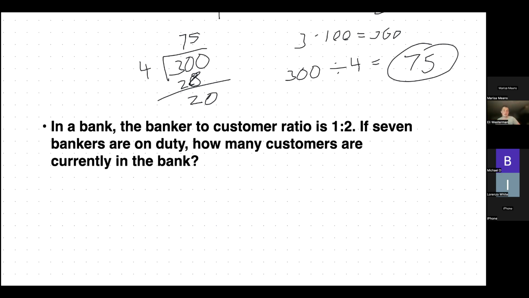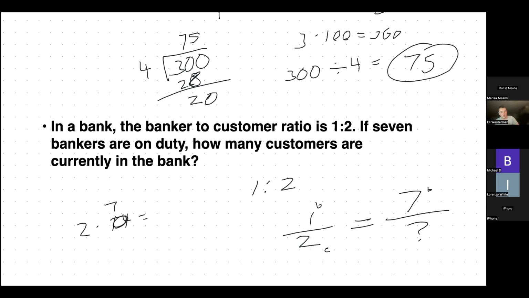In a bank, the banker to customer ratio is 1 to 2. 7 bankers on duty, how many customers are currently in the bank? So we can write this ratio 1 to 2, banker to customer. Then there are 7 bankers, and how many customers? We go 2 times 7. Sorry, 2 times 7 equals 14. 14 divided by 1 equals 14. So 14 is the answer.